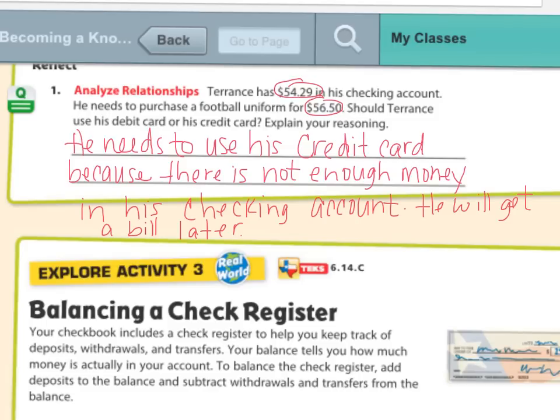Okay, so my explanation: he needs to use his credit card because there is not enough money in his checking account. He will get a bill later. So he's going to have to pay it. Maybe he can pay it a few dollars at a time, or he can pay it all off at once. But if he spends all of his money in his checking account and tries to spend more, the bank will charge him a fee for that. Like it's $25 or $35 at some banks. So if you don't have enough money already, you're going to be really in debt. You're going to be on the negative side by a lot after you pay those fees.